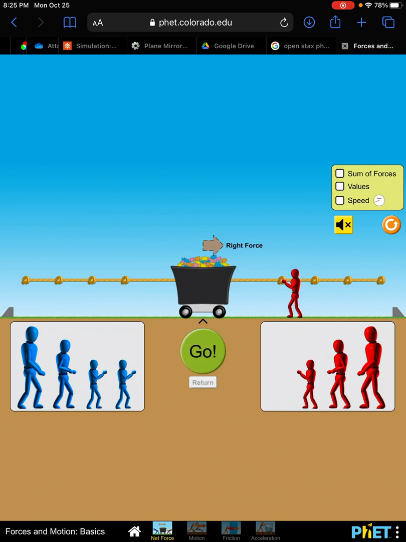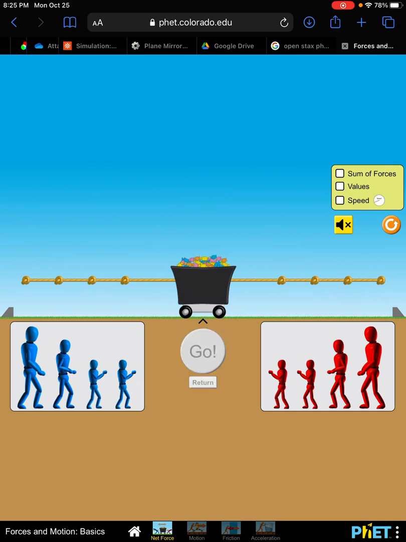So the game is, if I have a rightward force of this amount, which you can see the values of if you want to check in the little box there, 50 newtons to the right, we need to have that countered with a 50 newton force to the left. If I hit go, of course nobody wins, and this is static equilibrium: an object at rest stays at rest.